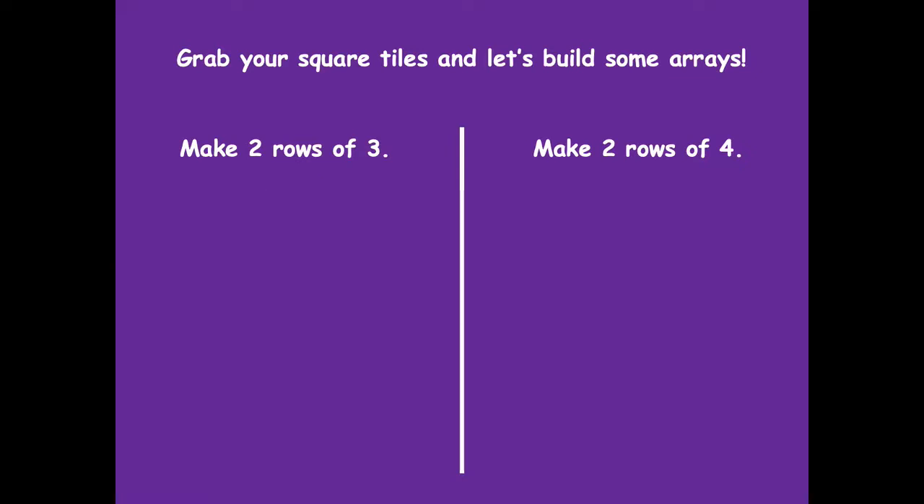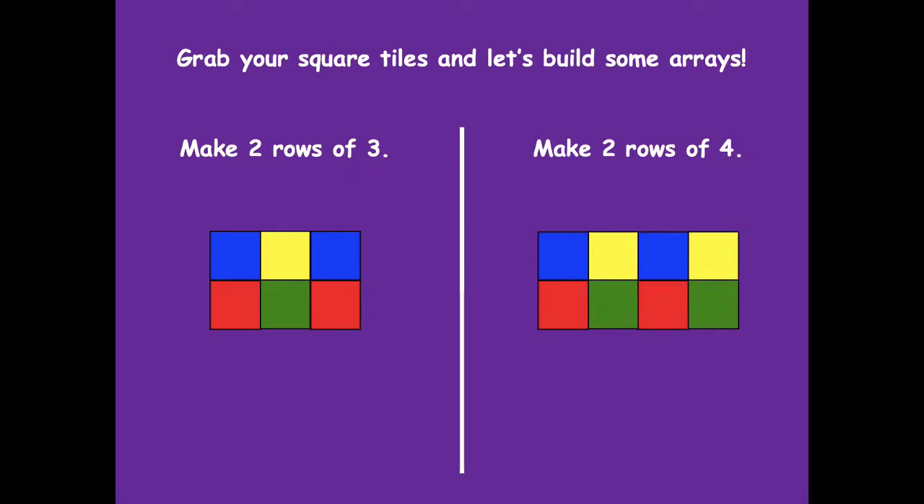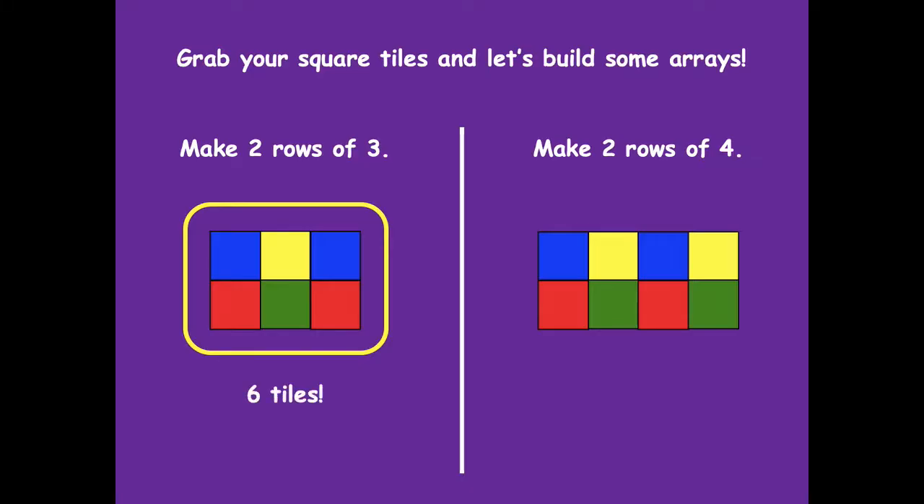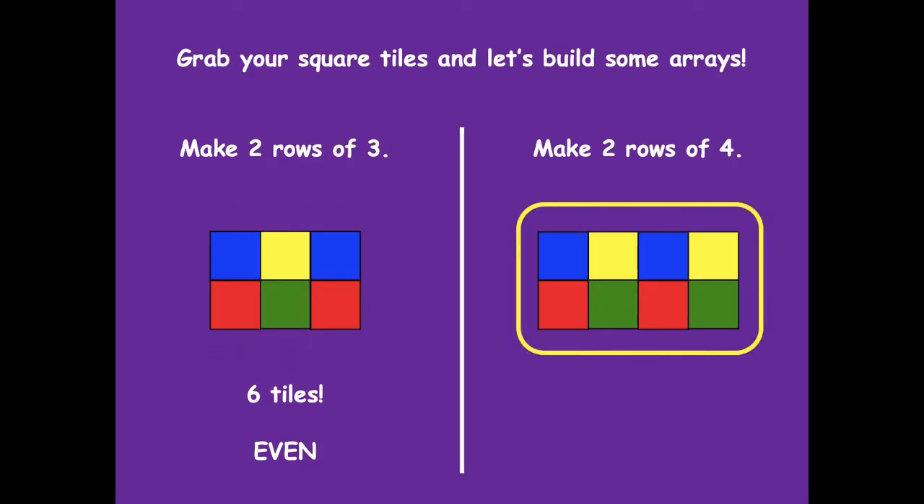All right, friends. So here I have 2 rows of 3 and 2 rows of 4. How many tiles do I have in my 2 rows of 3? We have 6 tiles, right? Is 6 even or odd? It's even, right? Okay, so let's jump over to my 2 rows of 4. How many tiles do I have? 8 tiles. Is 8 even or odd? Yeah, it's even, right? Because they all have a partner and they all have a pair. Same thing with my 6 tiles.